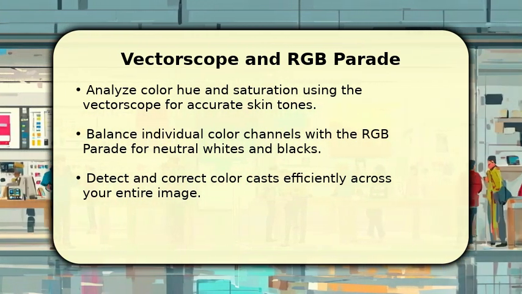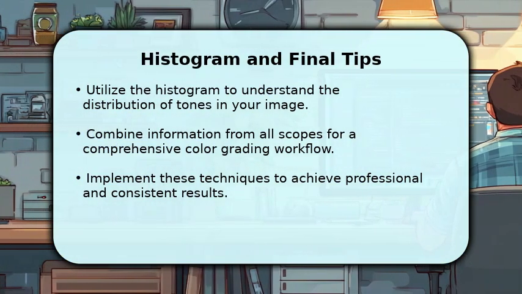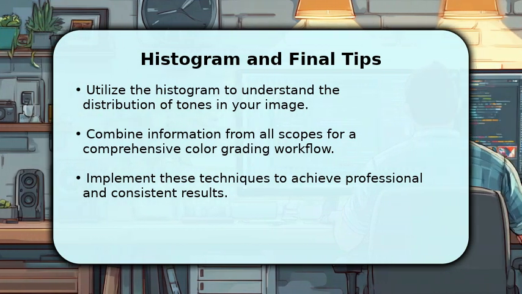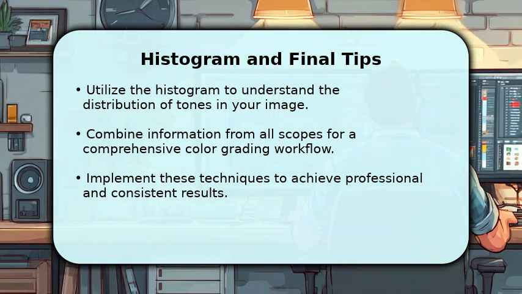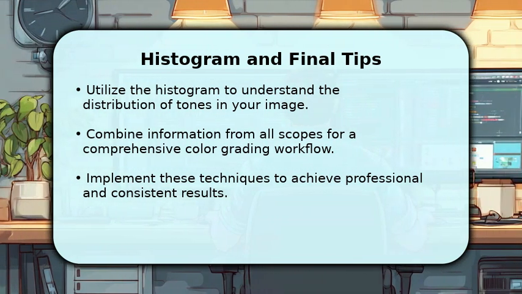Finally, the histogram provides a graphical representation of the tonal distribution in your image, from darks on the left to lights on the right. It helps you quickly identify if your image is underexposed, overexposed, or has a good balance.